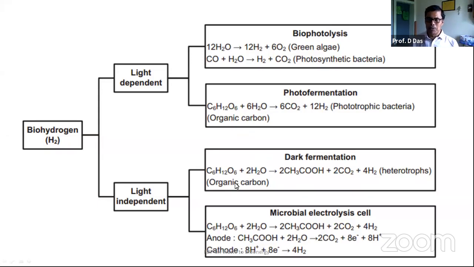Now, the dark fermentation process, we find that it is very unique because one mole of glucose can produce 2 moles of acetic acid and 4 moles of hydrogen. This can be easily converted to hydrogen. And for microbial electrolysis, that reaction is given below.